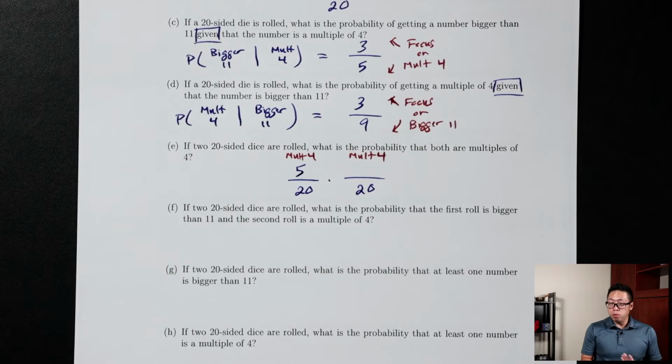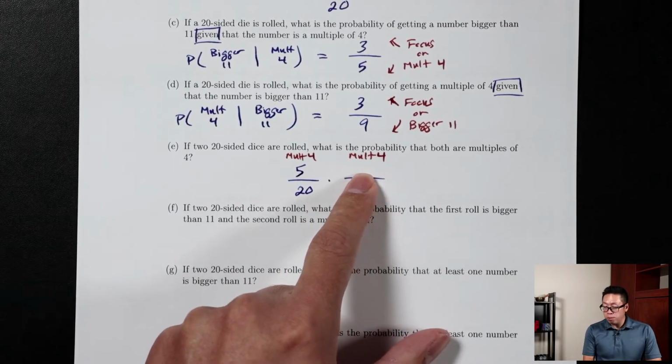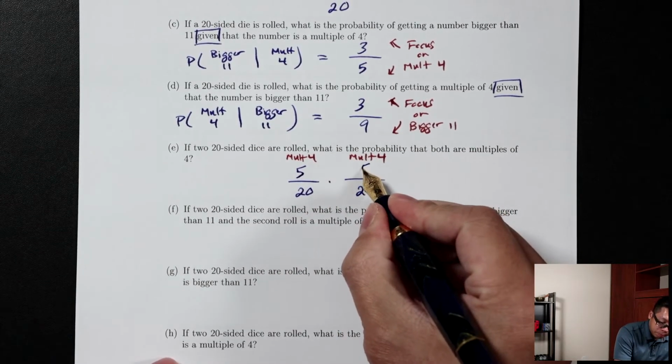Now for dice again, we don't reduce. So for the second fraction, another multiple of 4, that will be 5 again.